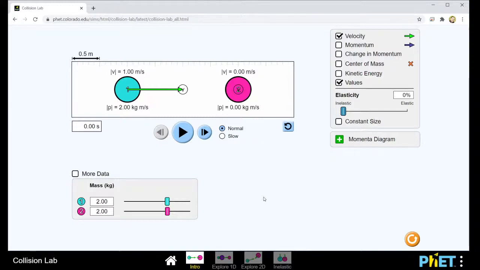Alright, so here's the setup again. Let's break this into pieces. And you can put this in the comments in the chat window, all right? What's the total momentum of the system before they collide in this before picture?